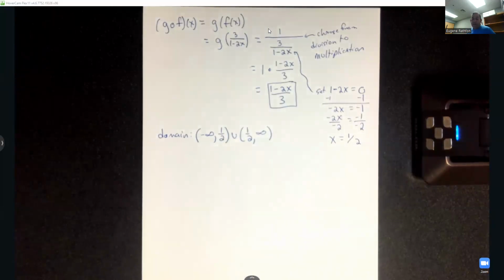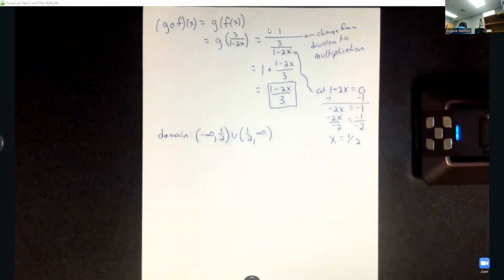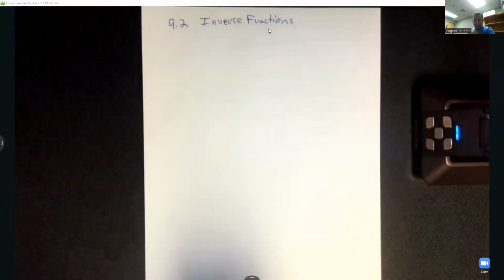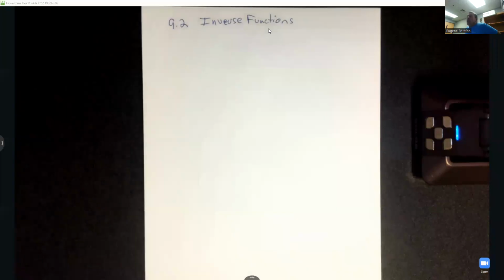So y'all, that was 9-1. So now we get to have fun with 9-2. All right, so we'll change papers. So for 9.2, we're going to look at inverse functions. So first we'll look at the inverse of a relationship or a relation.